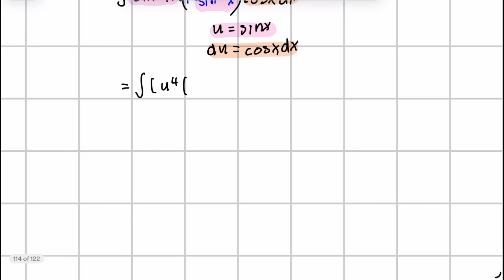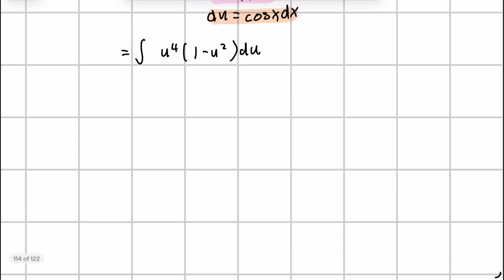Everything works out. u to the power 4 times 1 minus u squared du, because you have a square left over in there. And then you can write this by distributing the u to the power 4. So then you have the integral of u to the power 4 minus u to the power of 6 times du. Now we're going to use the power rule on each of these individually.